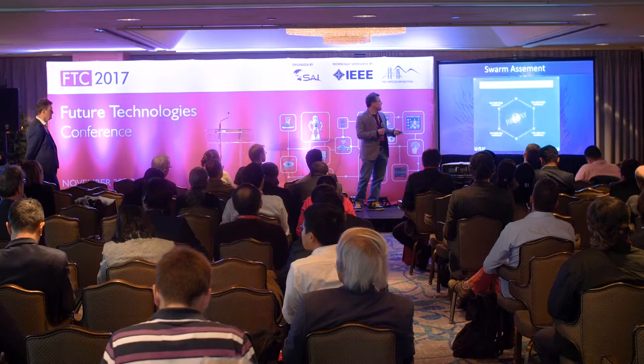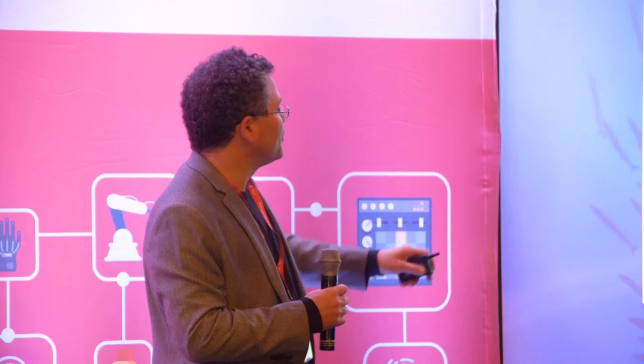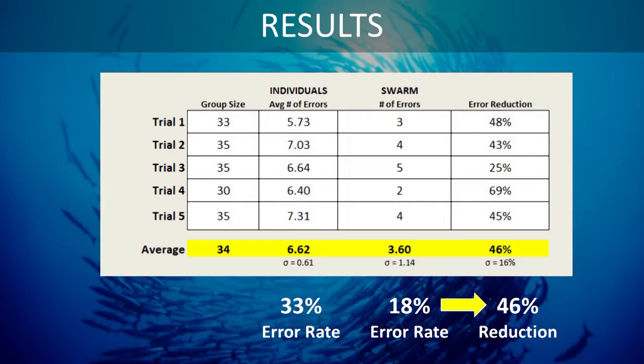So how did the swarm do compared to the individuals? If we look at the results, across these 168 people broken into five trials, on average, out of the 20 assessments, the average was 6.6 errors out of 20, which was a 33% error rate. So actually the test conformed to historical research really nicely when just looking at individuals.